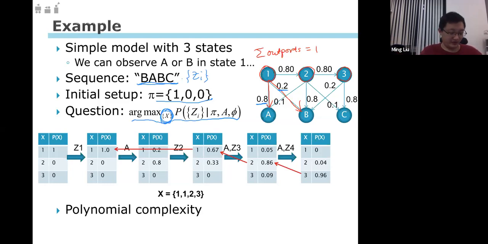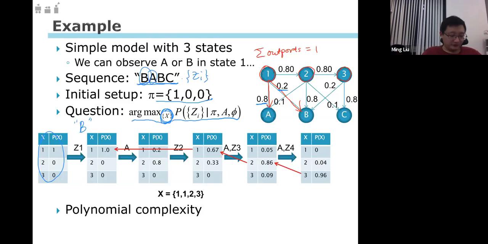This problem is interesting because you only know the current state, and you want to know what happened next based on the observation. This can be solved in polynomial complexity. And how do we solve that? This is solved by the Viterbi algorithm. Here you see BABC. First time you see the B, and that doesn't change much, because you already know the initial state is 1, 0, 0. The initial state is you at state 1.